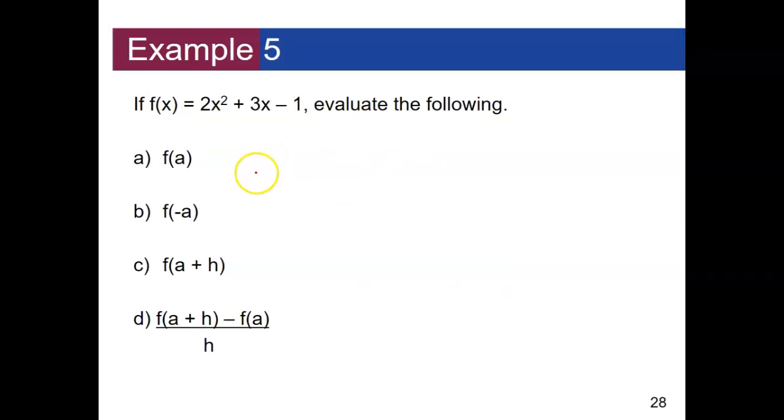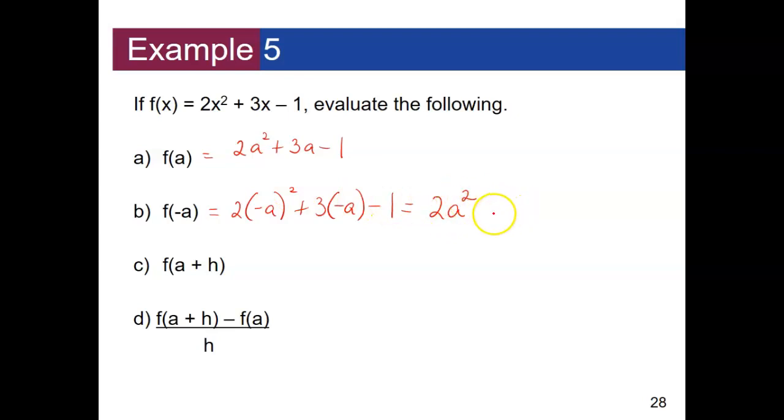Okay, here's one that we're going to start, and we're going to evaluate this using a's and h's. So I do want to go through this with you here. This just says that in place of every x, I'm going to substitute an a. So I'm going to have 2a squared plus 3a minus 1. And that would be my answer for part a. Part b, I'm going to take the same thing but put a -a in. So it'll be 2 times (-a) squared plus 3 times (-a) minus 1. A negative squared will be positive, so 2a squared minus 3a minus 1.